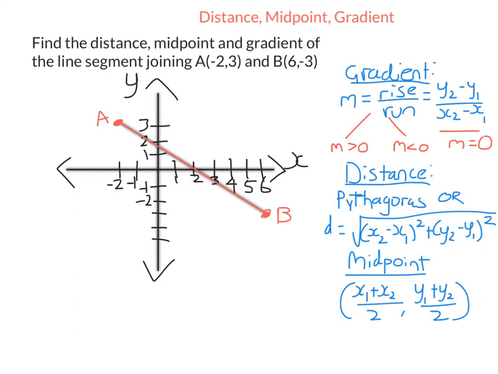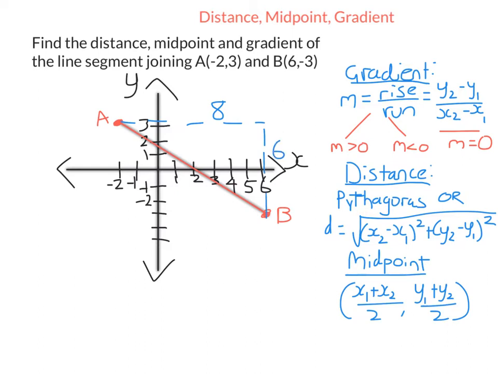So the rise is how far we go up, and the run is how far we go to the right. This is the way I always teach it. Always start with the leftmost point. So that's here. Then go to B. What we need to do to go to B, we need to go across 8. We need to go 8 to the right. To go from here down to B, we need to go 6 down.